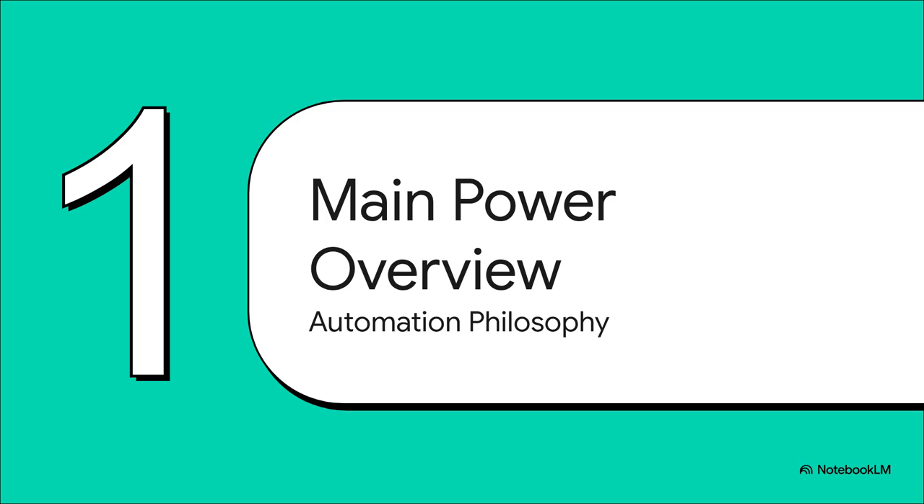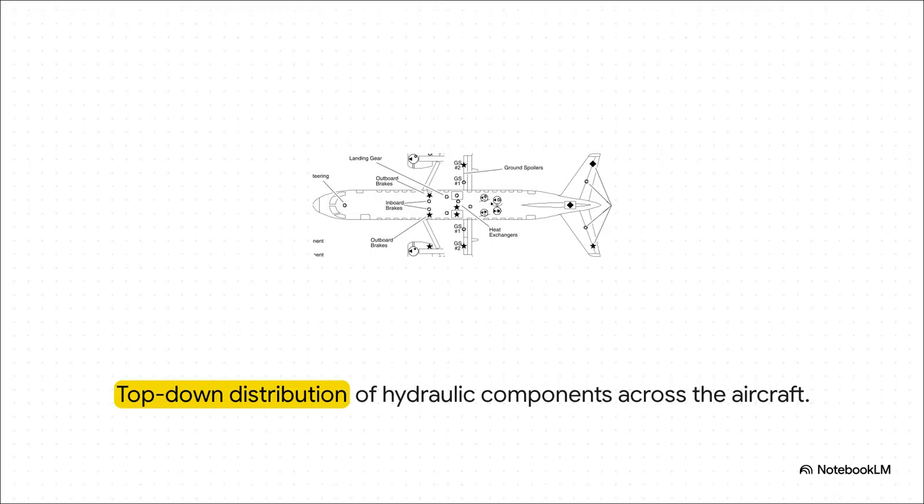All right, let's dive right into Section 1, Main Hydraulic Power Overview, and specifically, the automation philosophy behind it. To really ground our mental model, check out this top-down schematic. It shows exactly how hydraulic power physically distributes throughout the whole aircraft. You can actually trace this logic during your pre-flight walk-around, kind of visualizing the lines running all the way from the engine-driven pumps down to those massive actuators in the wheel wells.